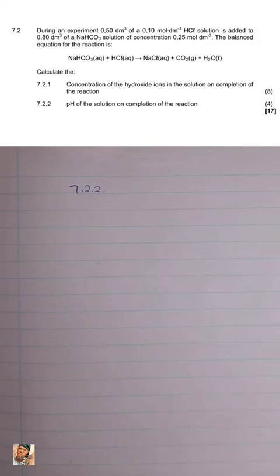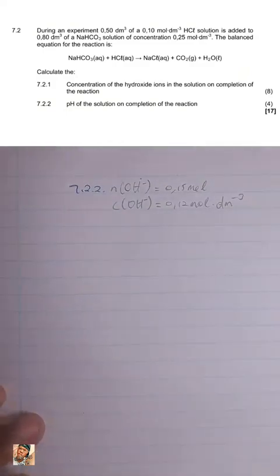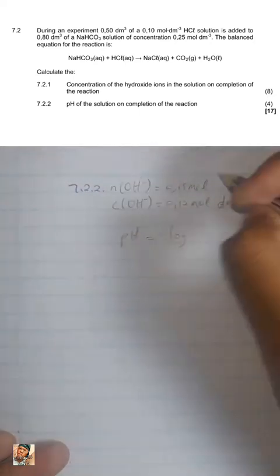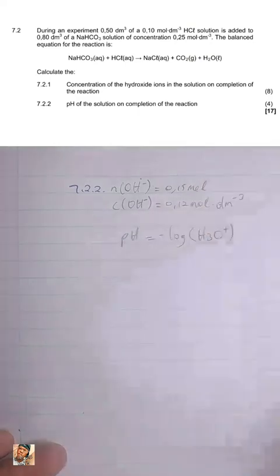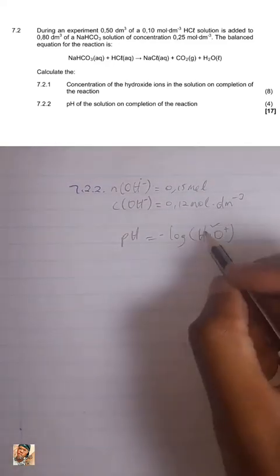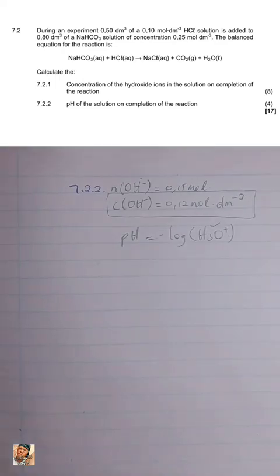I know that I had the number of moles of OH as 0.15 moles. I had also calculated the concentration of the OH minus to be equal to 0.12 moles per cubic decimeter. So we need the pH. How do we calculate pH? pH is equal to the negative logarithm of the hydronium ion concentration. So what we need is the concentration of the hydronium ion. We're going to utilize the concentration of the hydroxide ion to determine it. So how are we going to do that?